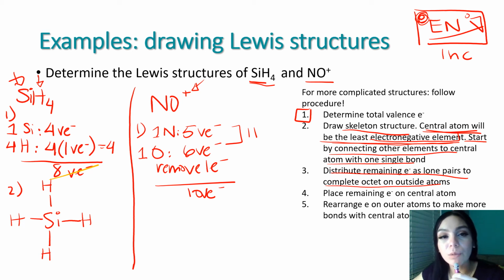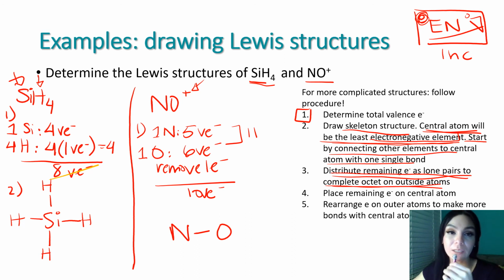So in this case, you only have 2 atoms. There is no central atom. So this is a very weird case when you have these very simple molecules where you don't have a central atom. So you can just start by drawing a single bond between the 2. Distribute remaining electrons as lone pairs to complete the octet on the outside atoms. So far we used up 2 electrons, right? Now we have 8 valence electrons left. We are going to distribute them. 1, 2, 3, 4, 5, 6, 7, 8.